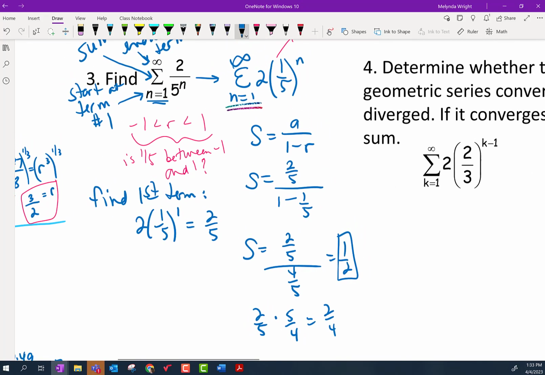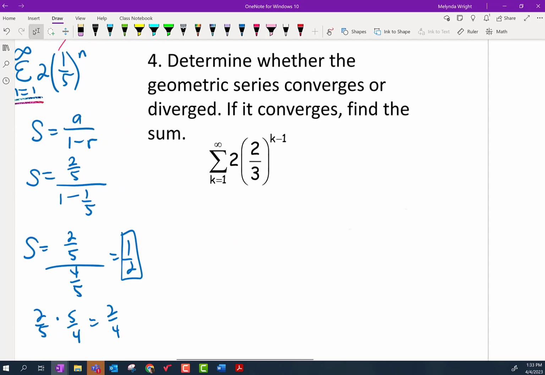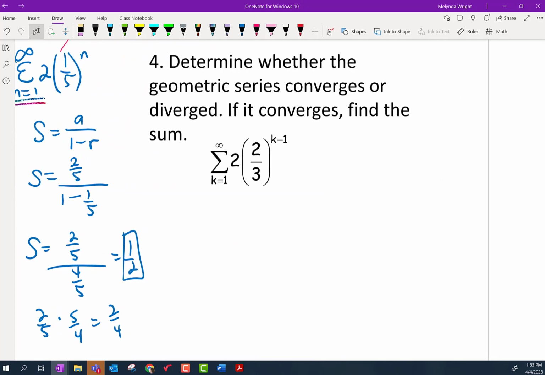All right, last one. Determine whether the geometric series converges or diverges. If it converges, find the sum. Okay, so how do we know whether a geometric series converges or not? What are we looking for? I just want you to tell somebody, tell me, what are we looking for? How do I know if a geometric series converges?